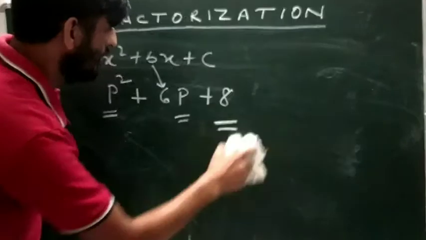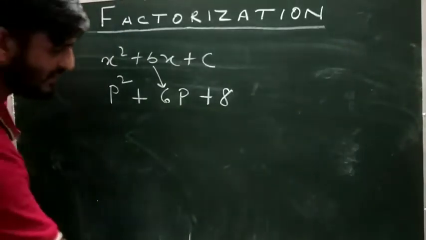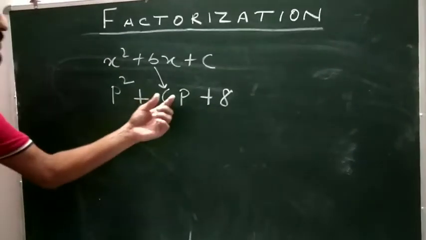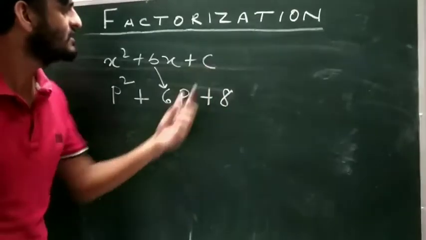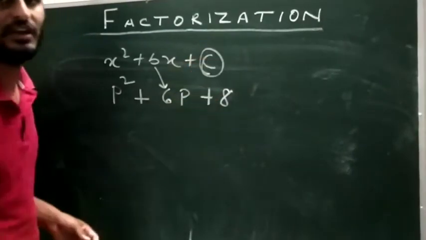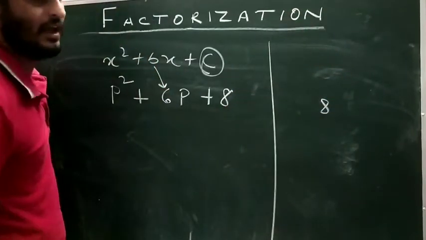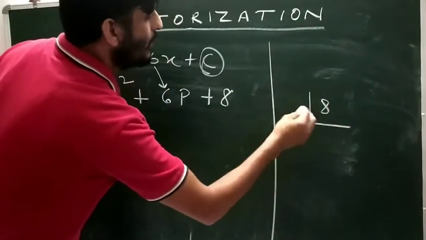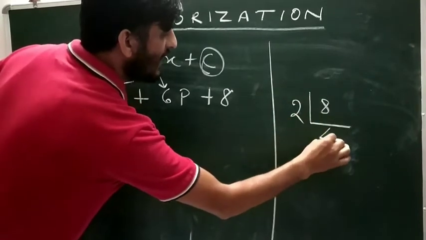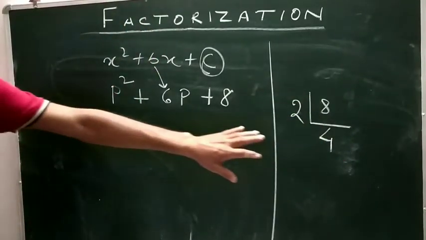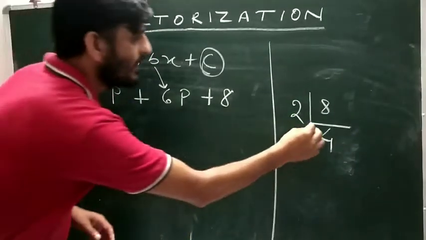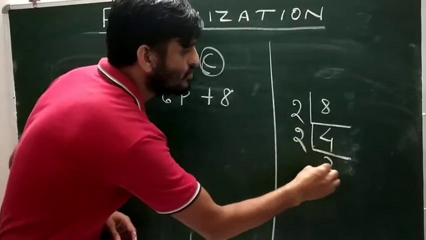Now what will we do? If an algebraic expression is in this form, we have to prime factorize the third term, that is the constant. So let's prime factorize this on our rough side. Look, 2 fours are 8. Now we got 2 fours are 8. Then again we can split this one: 2 twos are 4.